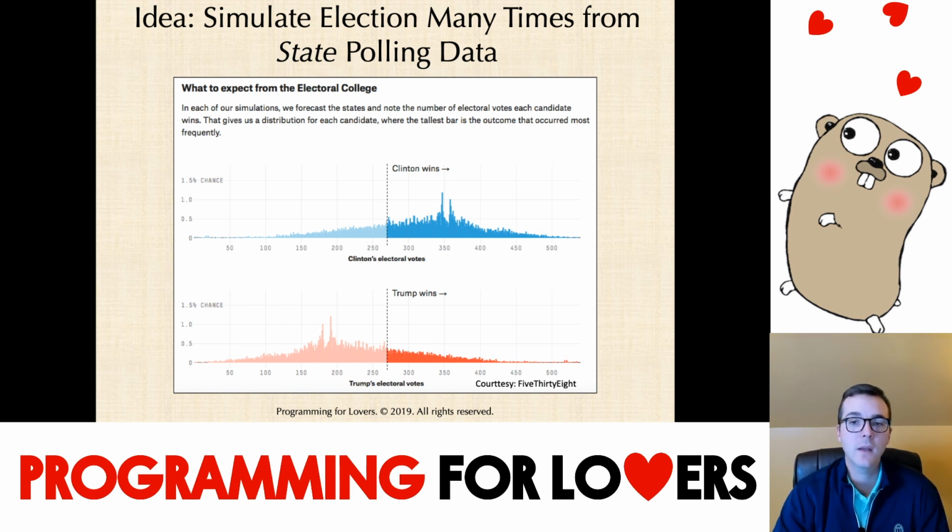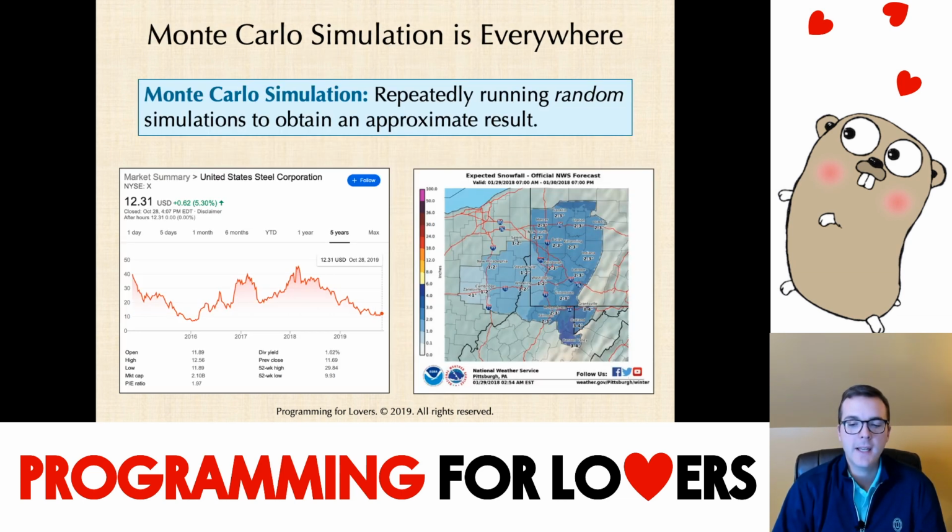The idea works by simulating the election many times using the data that we have in terms of polls, and then producing a percentage based on the percentage of simulations that one of the candidates wins, and that will represent their forecasted probability of winning the election. This uses a much more general idea called Monte Carlo simulation, where we run random simulations repeatedly in order to obtain an approximation or an estimate of what we want as the result.